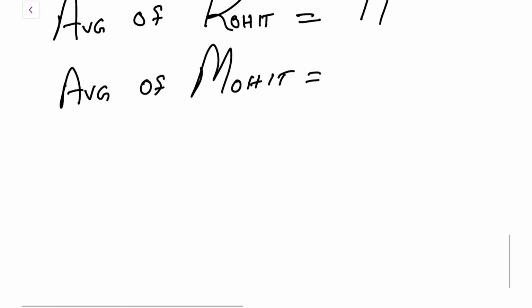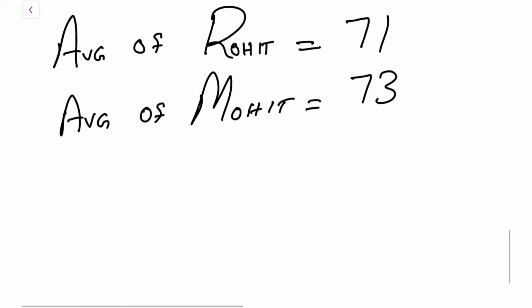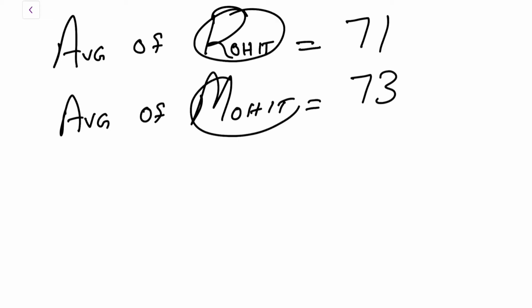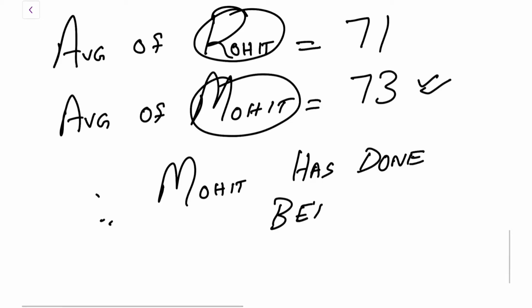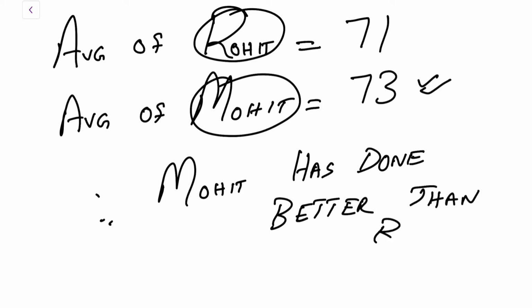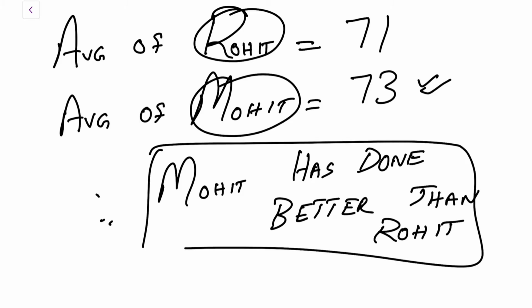73. Okay. Now tell me who scored better, Rohit or Mohit? That's right, Mohit, because this is 73. Therefore, the answer is Mohit has done better than Rohit. This is how you can use average to find out who has performed better or who has scored better.